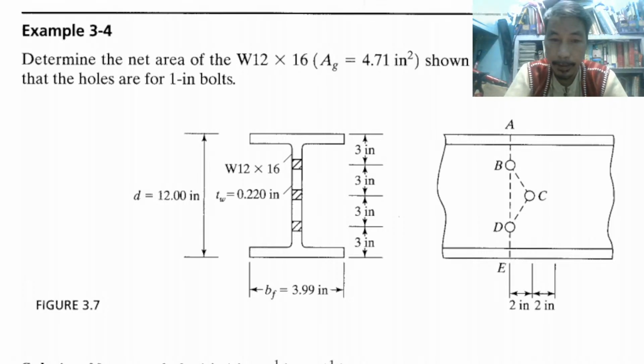Use your textbook, use your table. Use your table of what? AISC 360, or use your NSCP table. You can use them so that you can verify that the area is actually 4.71 square inches. So please verify that we have that particular value.